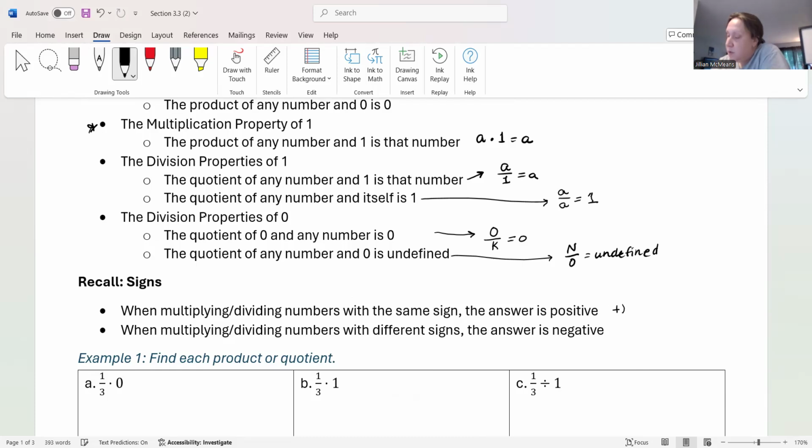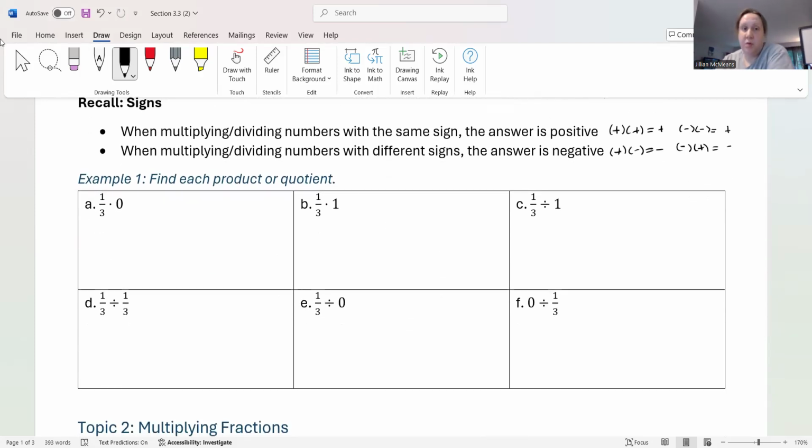So if you have two positives or two negatives with multiplication or division, this works for both, your product or quotient will always be positive. The other one says if you're multiplying or dividing two numbers with different signs, obviously that would mean one's positive, one's negative, that's always going to give you a negative quotient. So you do need to remember that. And again, we've talked about all of this stuff so far, so we're going through it just kind of quickly.